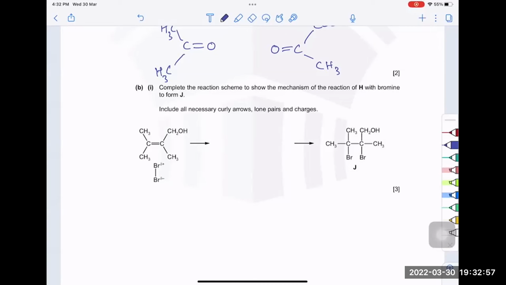Complete the reaction scheme to show the mechanism of reaction of H with bromine to form J. This is on pi electrons. Pi electrons are slightly delocalized. They are rich in electrons, with that negative charge, so they will obviously be attracted to any positive charge coming around. And that's what they do. They attack this positive charge. So negative, positive, that's all you have to look at. Just that. Negative attracts positive.